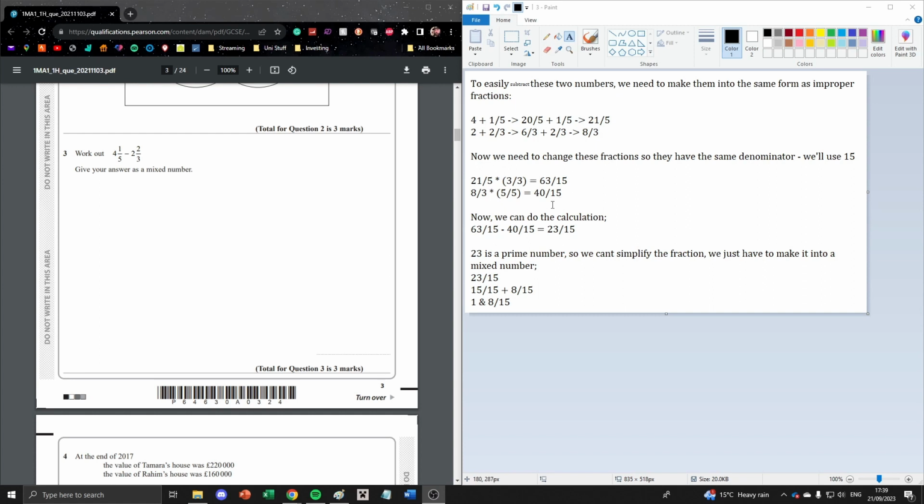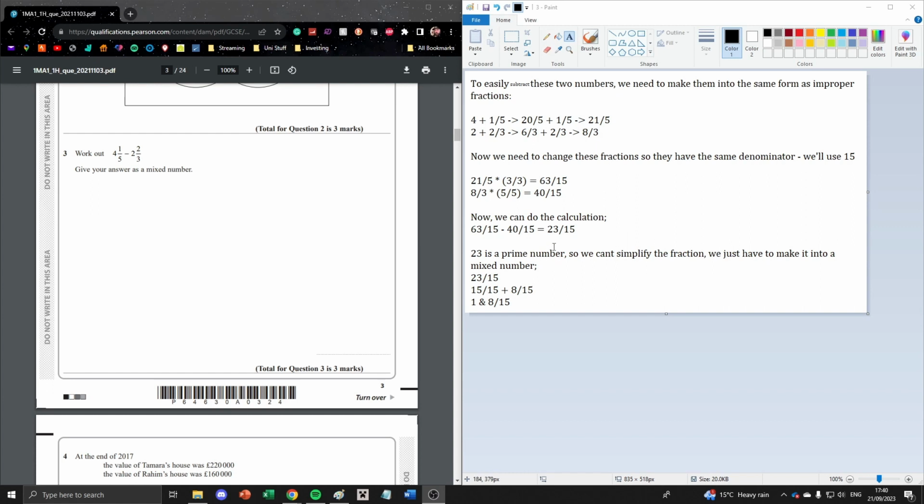So now we can actually do the calculation. 63 over 15, take away 40 over 15, gives us 23 over 15. We know that 23 is a prime number, and so we can't simplify this fraction because we couldn't divide 23 by anything to make it smaller, basically.